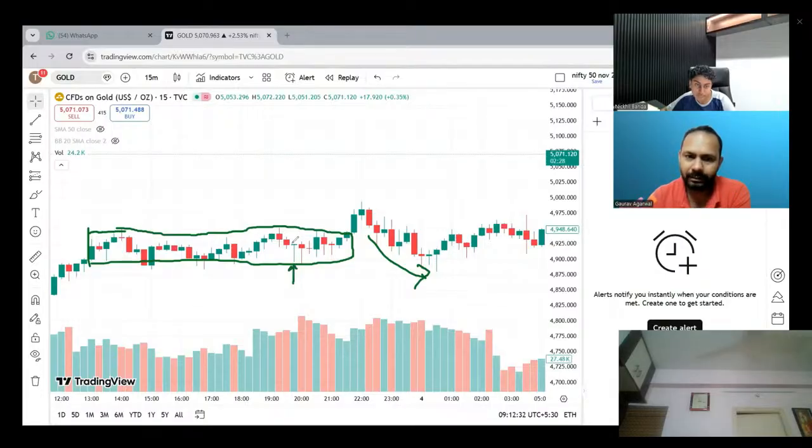So this is a kind of dragonfly doji, but here you may not have to take a trade. You may have to take a trade only once this is the box, right? Once there is a breakout on the box on this chart, you can take the trade.